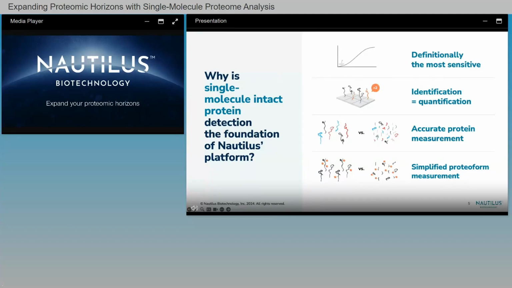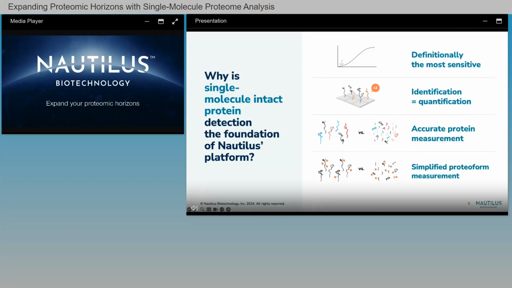Additionally, what's really special at the single molecule level is that it changes the nature of measurement. In particular, if I can identify each individual molecule, I get my quantification for free. I just count up those identifications. So the nature of the challenge at the single molecule level is one of identifying each individual molecule.